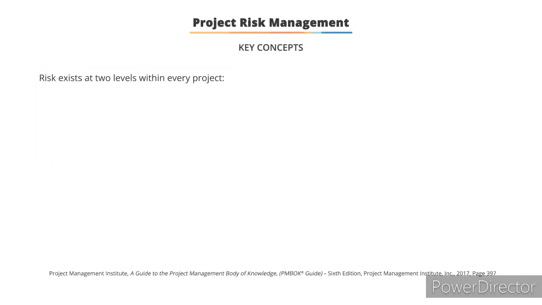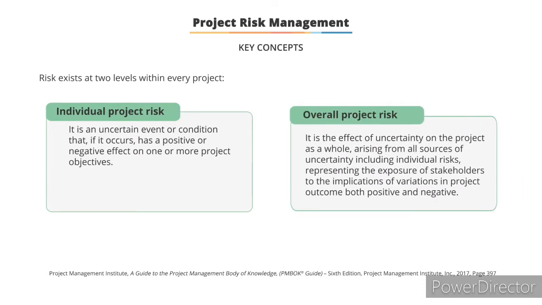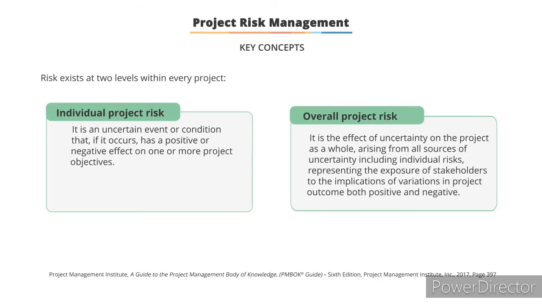Risks exist at two levels within every project. Individual project risks, which are an uncertain event or condition that, if it occurs, has either a positive or negative effect on one or more project objectives, and overall project risk, which is the effect of uncertainty on the project as a whole, arising from all sources of uncertainty, including individual risks, representing the exposure of stakeholders to the implications of variations in both positive and negative risks.